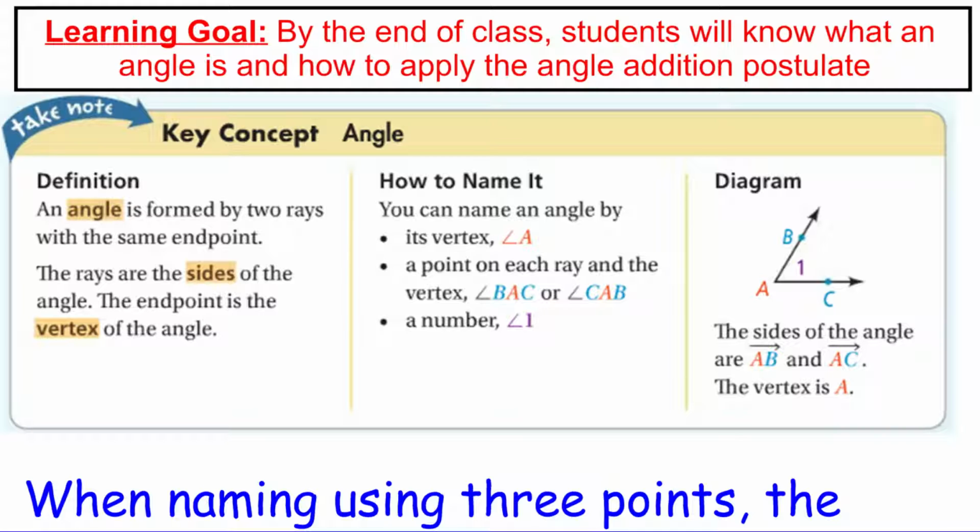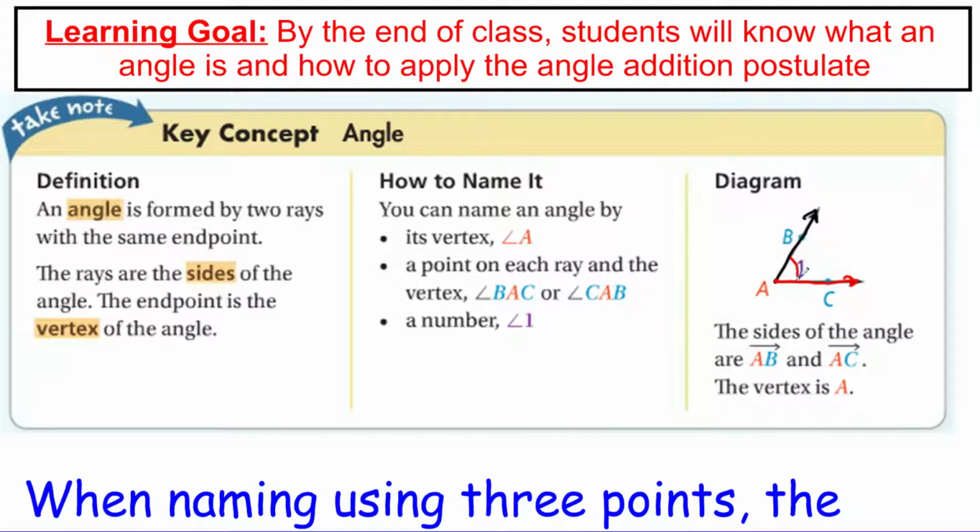If I come over to my diagram really quickly, I would say from A, traveling in this direction, that's a ray. Remember, rays end on one side but continue forever on the other one. So I have a ray AB, and then I have another ray that starts at A and travels towards C, and that's a different ray. And the angle is the space in between those two rays.